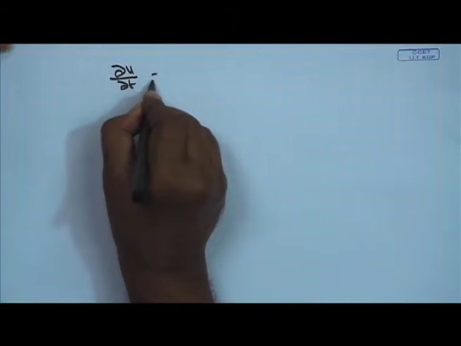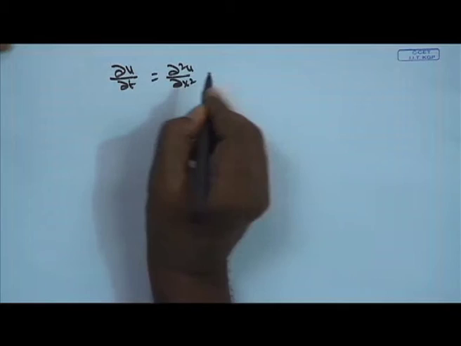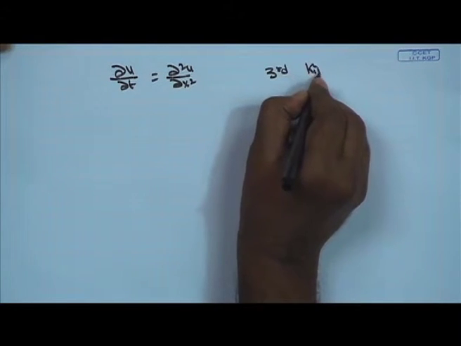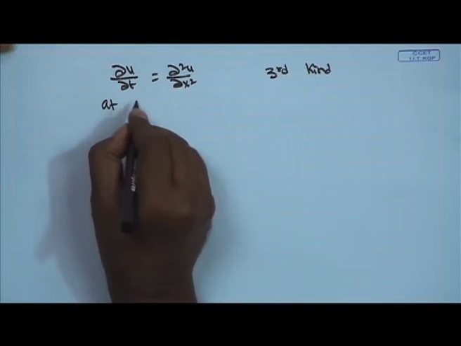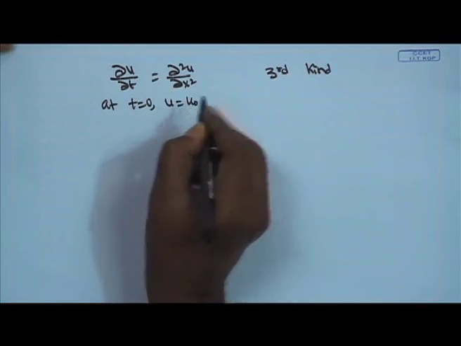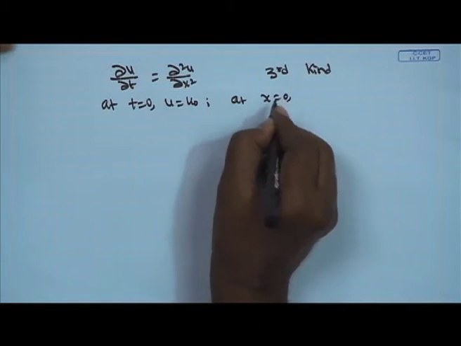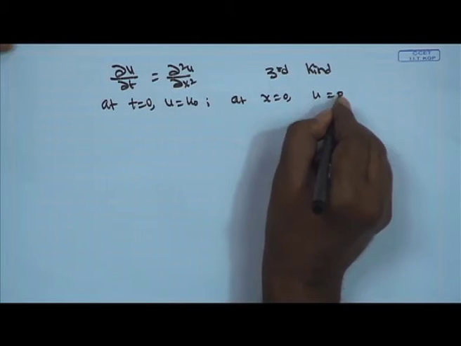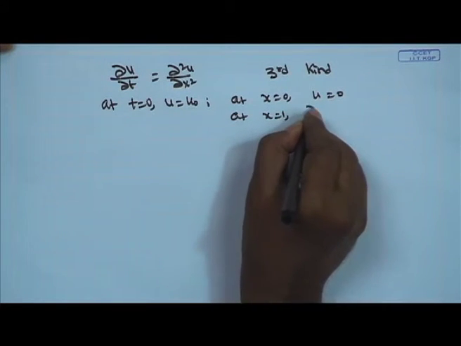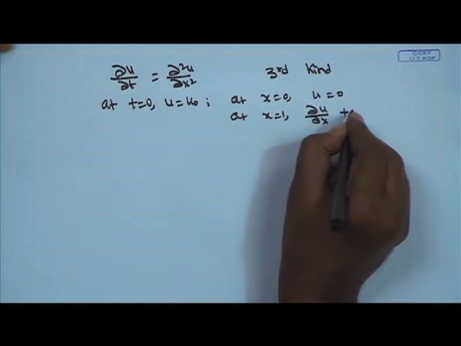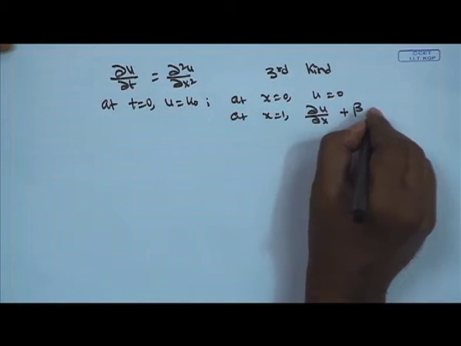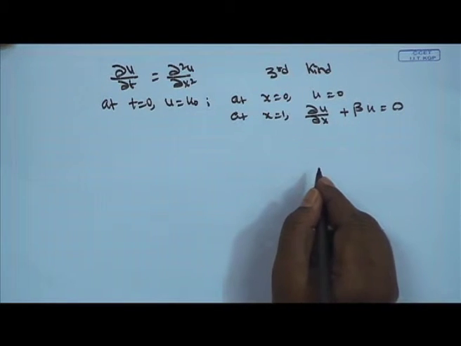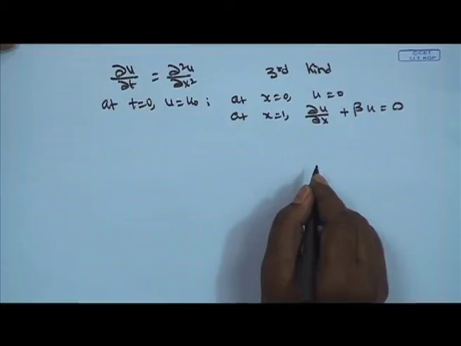Now, let us look into the third kind of problem. So it will be a similar type of equation. The governing equation remains the same, del u by del t is equal to del square u by del x square. This is a third kind well posed problem, and at t is equal to 0, u is equal to u naught. At x is equal to 0, we have u is equal to 0, and at x is equal to 1, we have del u by del x plus beta u is equal to 0. So it is a Robin mixed boundary condition prevailing at the boundary at x equal to 1.